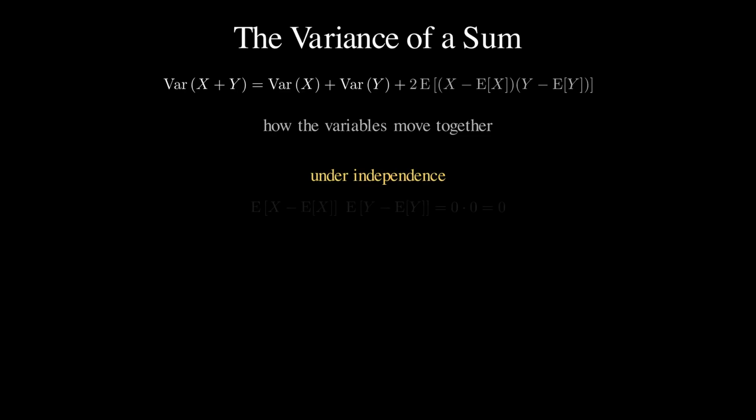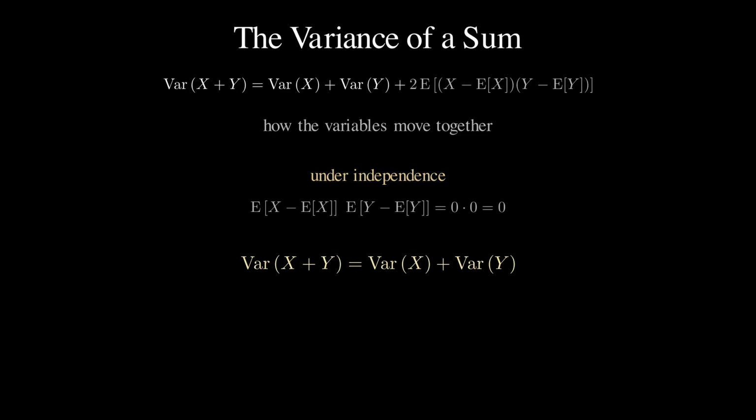But let X and Y be independent. The cross term becomes an expectation of a product of independent quantities. So it factors by the rule we just proved. And each factor is a deviation from its own mean, whose expectation is 0. 0 times 0, the cross term vanishes. For independent random variables, the variance of the sum is the sum of the variances.